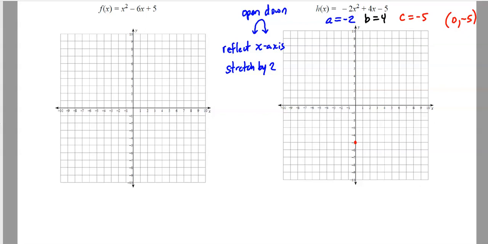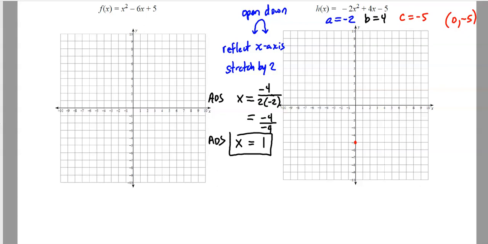So the very first thing I need to do is I need to find the line of symmetry. So the axis of symmetry is -b over 2 times a. So that's 2 times a, which is -2. So basically we have -4 over -4, which equals 1. So there's my axis of symmetry at x equals 1. All right, so I'm going to sketch that line. And I don't know where the vertex yet is.